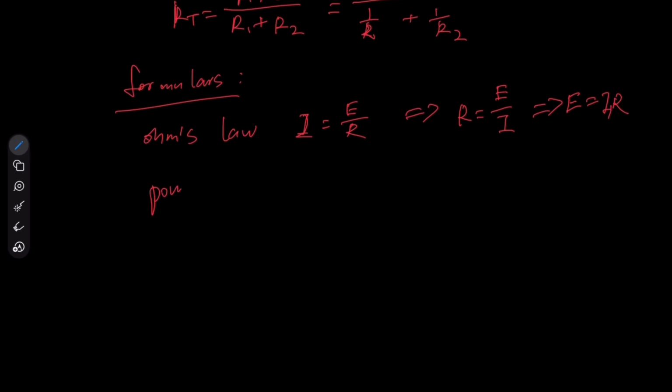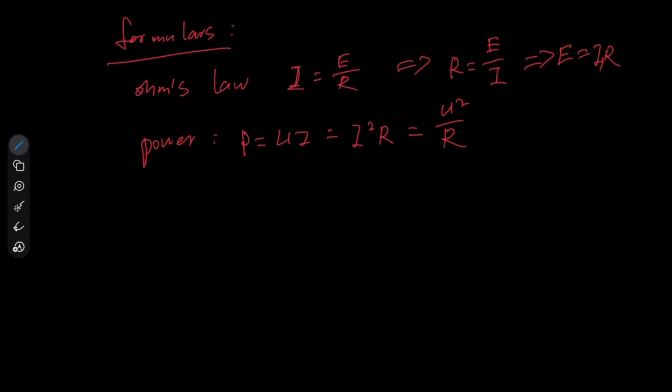So for power, P equals E times I. We can also have I squared R. We can also have E squared divided by R. That is for power.